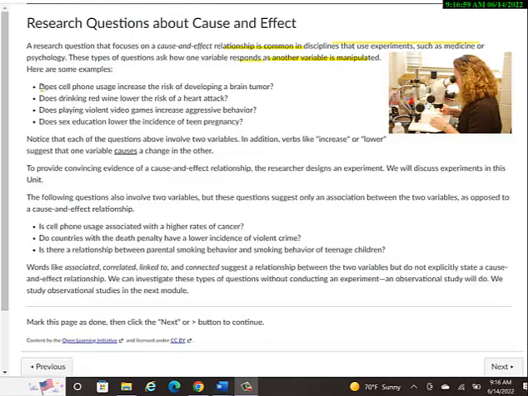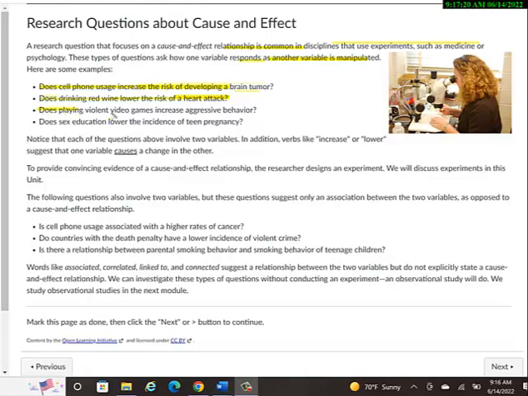Here are some examples. One of them could be, does cell phone usage increase the risk of developing a brain tumor? I think I remember that headline coming out quite a few years ago. Another one could be, does drinking red wine lower the risk of heart attack? Yeah, I've seen that headline before.